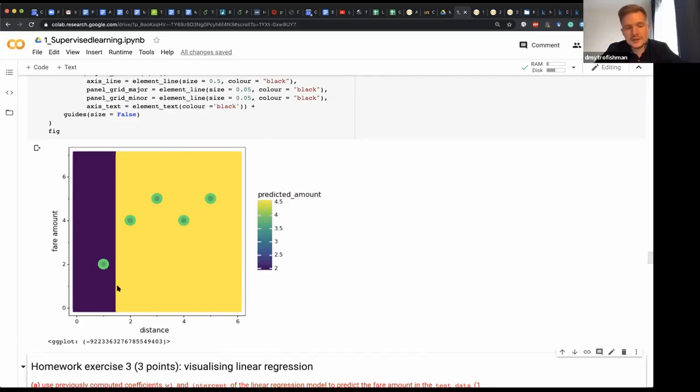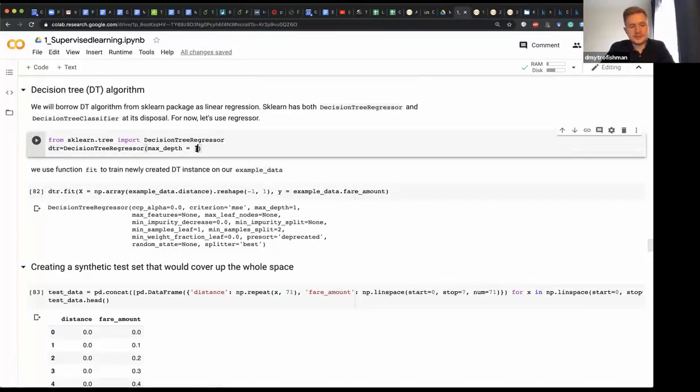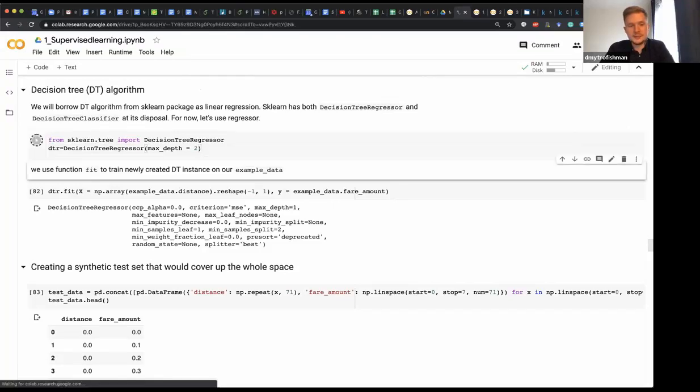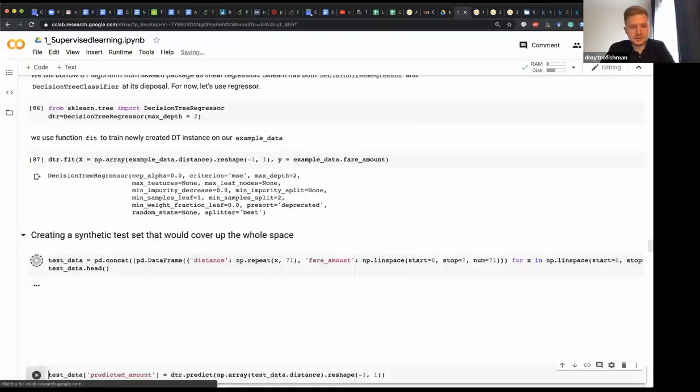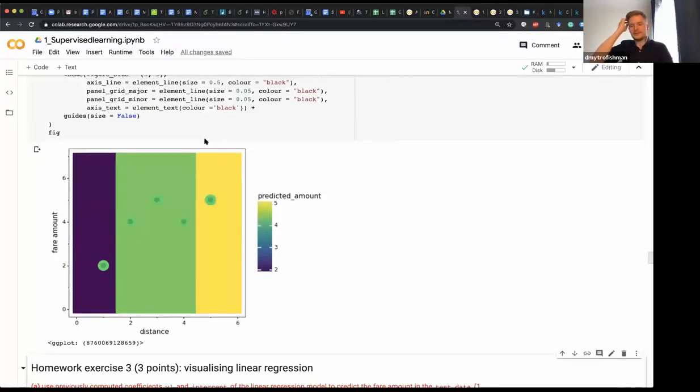Yeah. So let's go up here and make the max depth equal to 2. Let's say 2, right? And run the same cells over again, right? And see what happens. Igor, can you try to interpret what this picture means? What does it actually say?